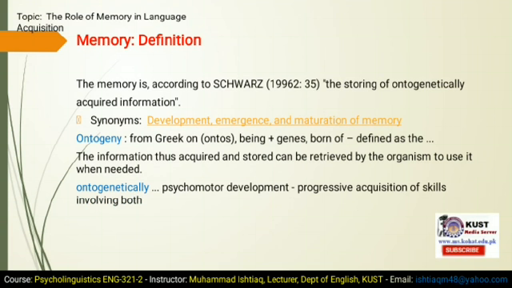Ontogenetically also means psychomotor development. By psychomotor development, we mean the progressive acquisition of both mental and physical skills. So what do I mean by progressive acquisition? Progressive acquisition means that not all skills are acquired simultaneously. It also means skills which are difficult will be acquired later, and skills which are simple are acquired at the early stage of life.